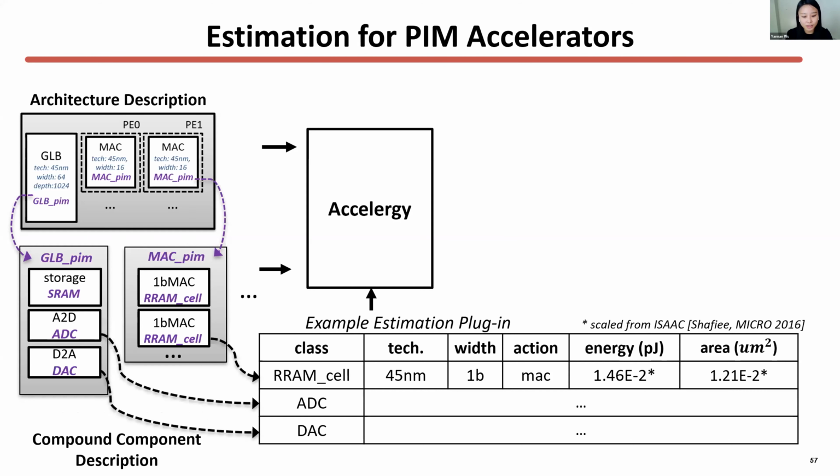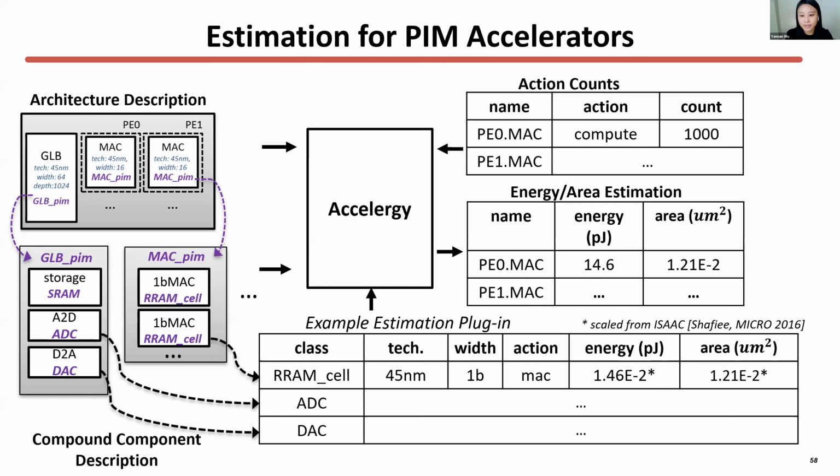So Accelergy needs an external energy estimation plugin that supports estimation of such new components involved in the design. Here we're showing a very simple example where this plugin is specifically for energy estimation of memory cells as well as ADC and DAC components. With this, we take in the action counts of the components in the design and generate the energy estimation for this design.